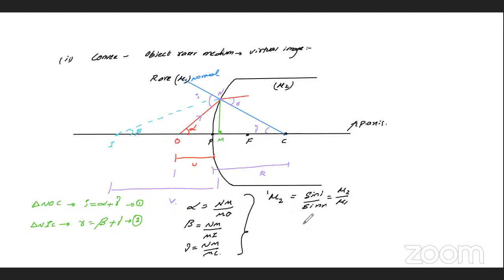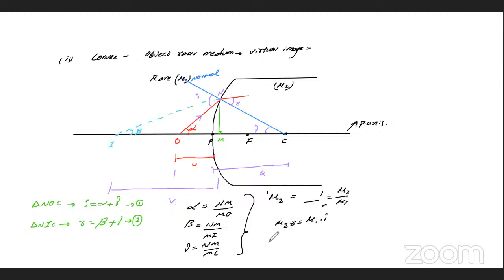So here, what I'll do, I'll multiply it. Since the angles are so small, I'll remove the sine functions. So I'll remove the sine functions. It is i divided by r. I'll multiply it. So that is mu2 into r is equal to mu1 into i.